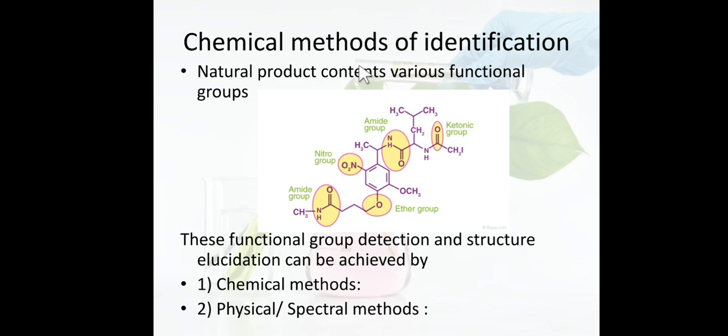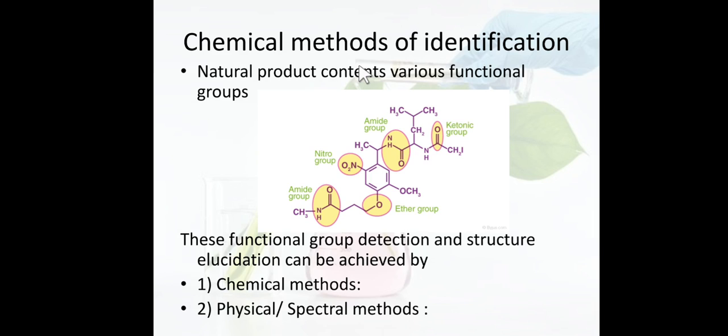So these functional groups can be detected and the structural elucidation of the natural product can be achieved by two types of methods. First one is the chemical method of identification and second is the physical, or I will say spectral, method of identification. So friends, let's see one by one.